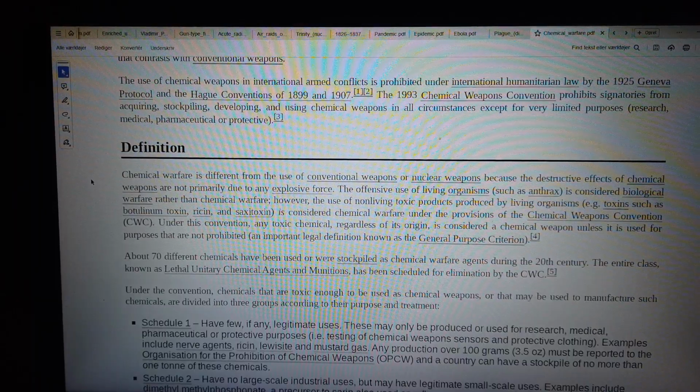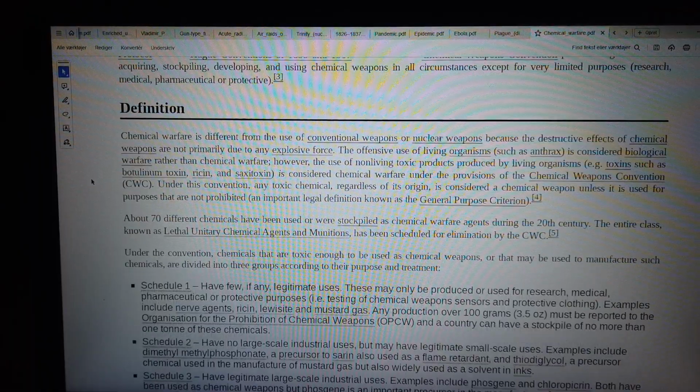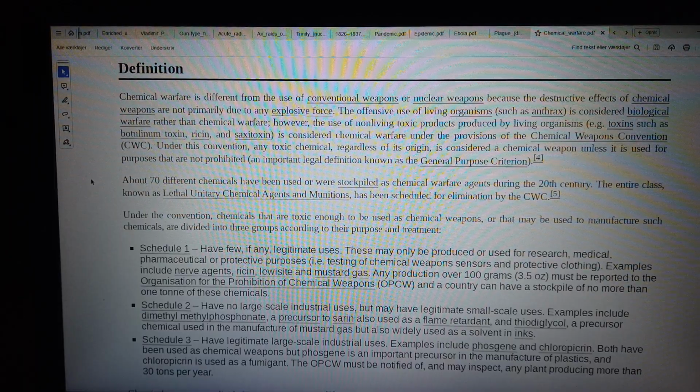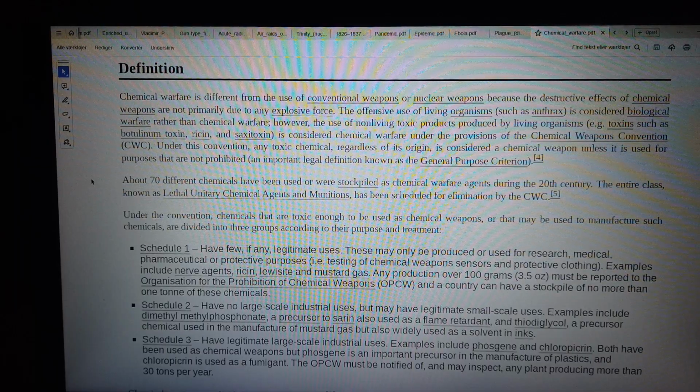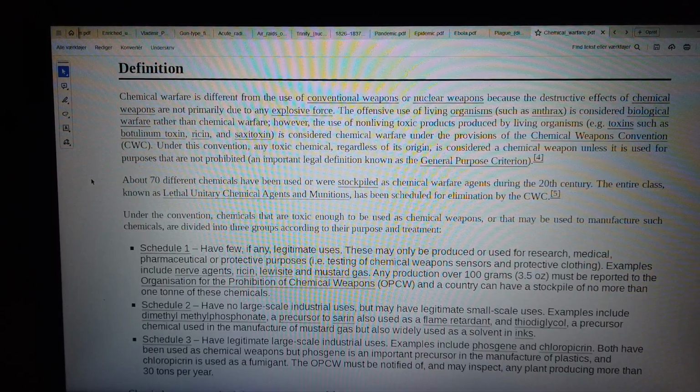Definition. Chemical warfare is different from the use of conventional weapons or nuclear weapons because the destructive effects of chemical weapons are not primarily due to any explosive force. The offensive use of living organisms, such as anthrax, is considered biological warfare rather than chemical warfare.